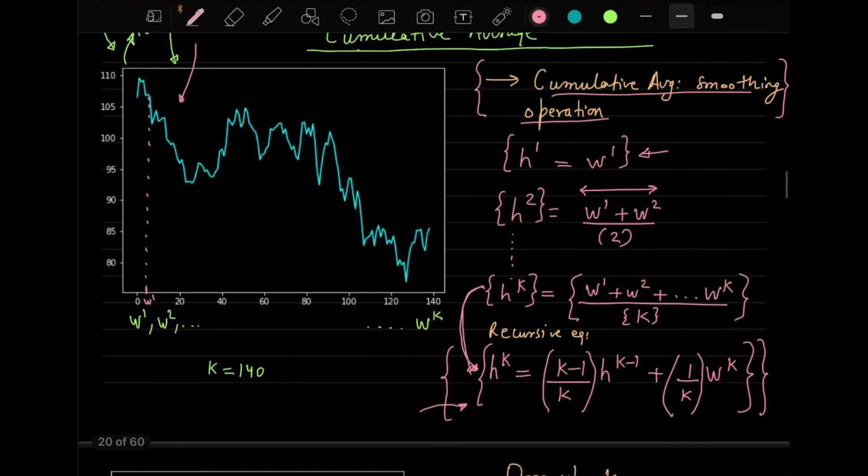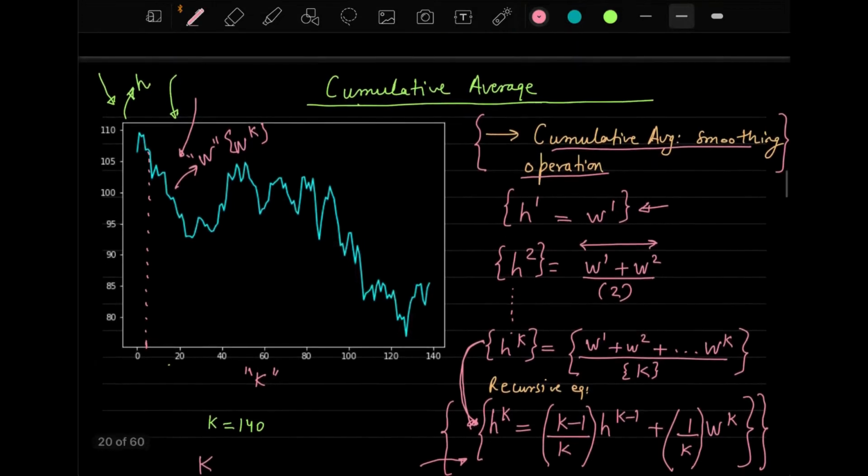Okay, so the drawback of this equation will be that, one mistake here on this slide, I'm sorry about it. This is not W1, W2 till WK. This is actually k, and k is running from 0 to 140, and these values on the y-axis are w's, or you can say w to the power k. So whatever value you have for a specific k, it is given as w to the power 1, w to the power 2, w to the power 3, and it's not h here.